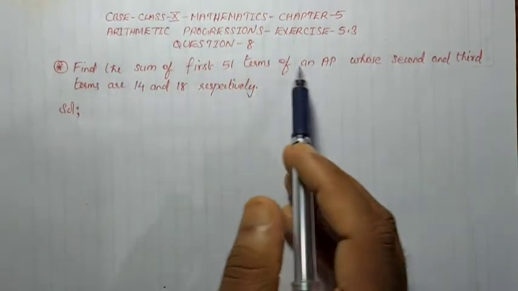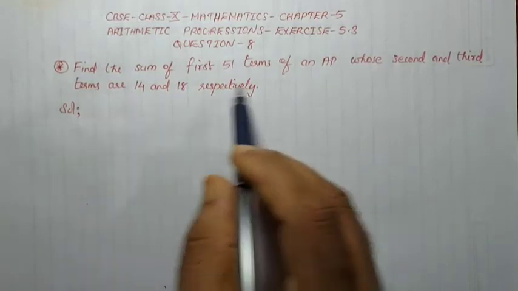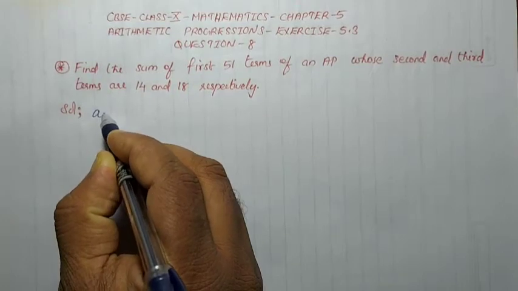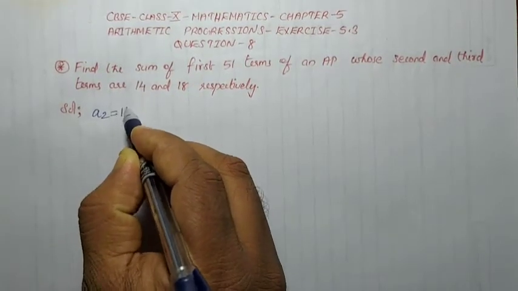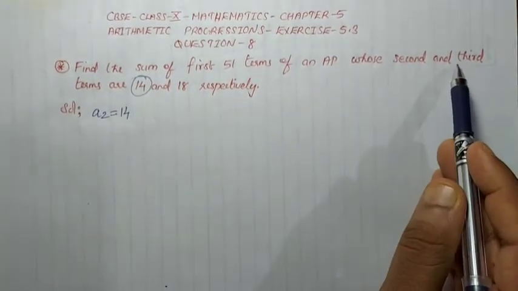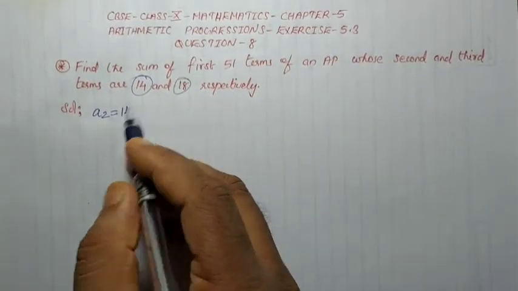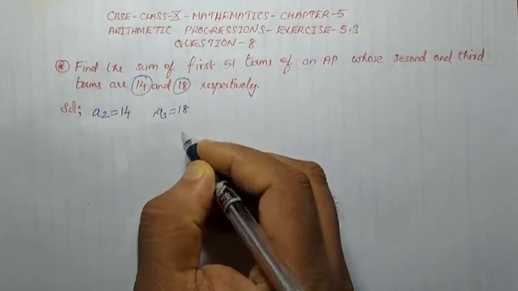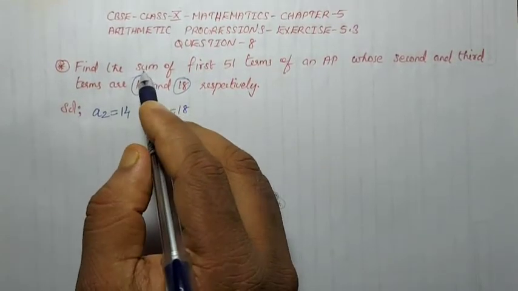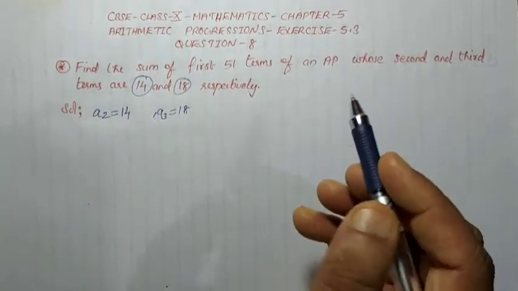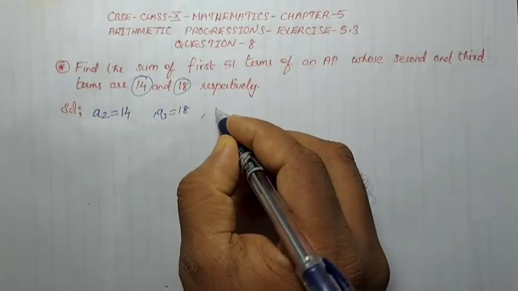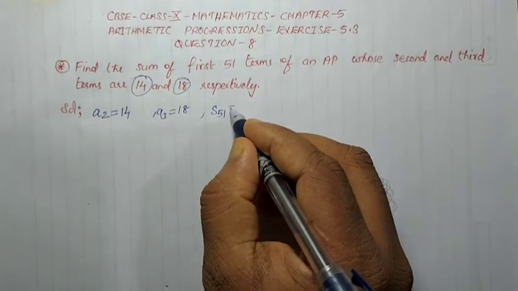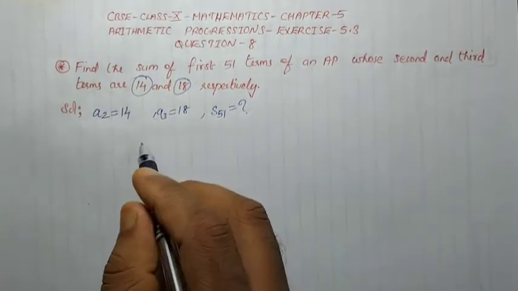So from the question, it is clear that the second term is given. We can take A2 as the second term. Second term is 14, and the third term is 18. That means A3 is equal to 18. We have to find the sum of first 51 terms, that is S51. That is the thing we have to find.